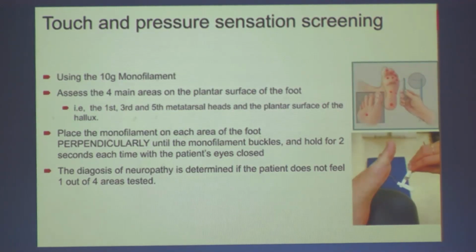2 seconds. First, third and fifth metatarsal heads.